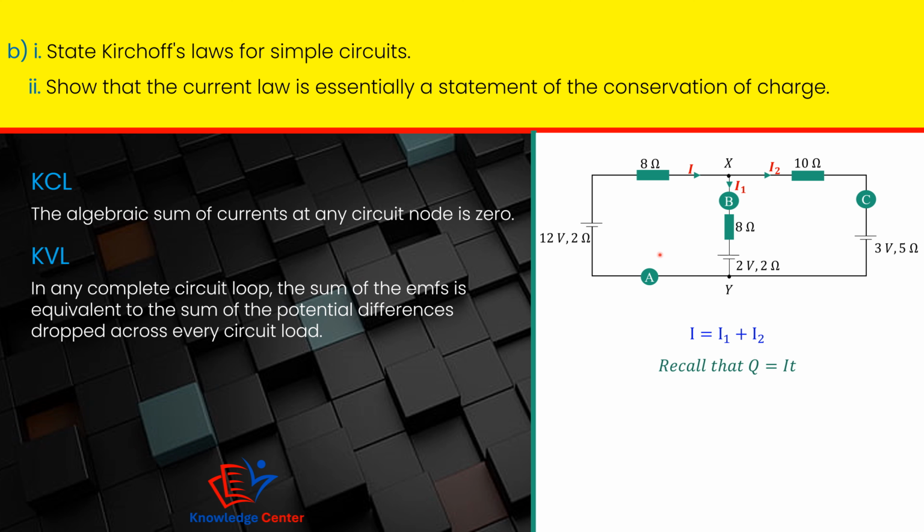But recall that Q is equal to IT. Remember in Form 5? So this means that I is of course Q over T, right? So if I come back to this Kirchhoff's current law, I can rewrite it as, in place of I, I'll put Q over T. In place of I1, I'll put Q1 over T. In place of I2, I'll put Q2 over T, right? Basically, the amount of charge per unit time that flows. That's basically what current is.